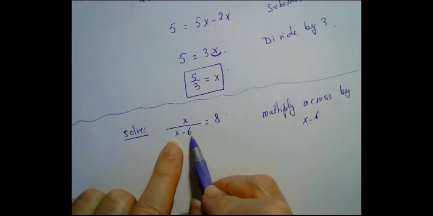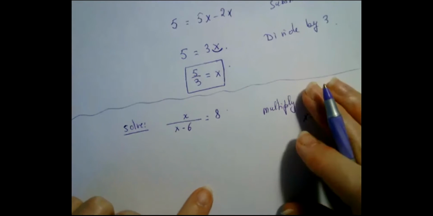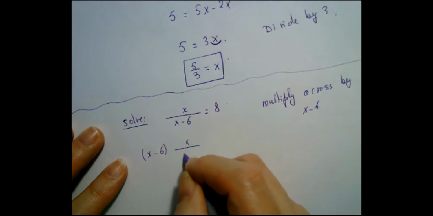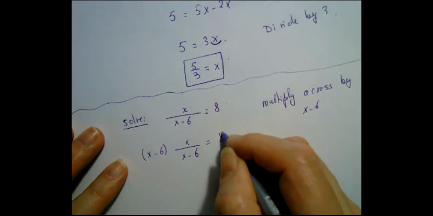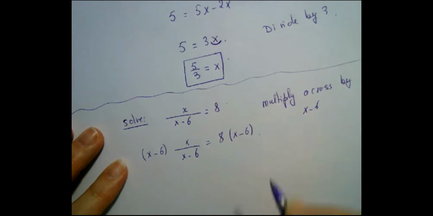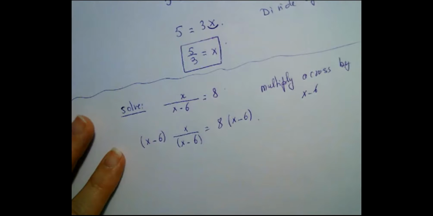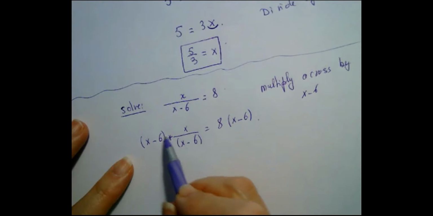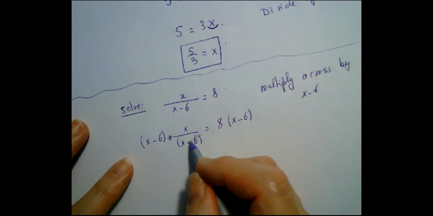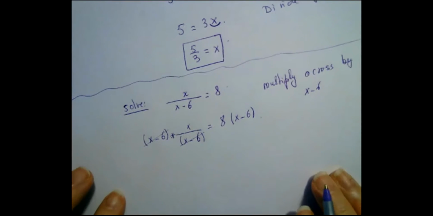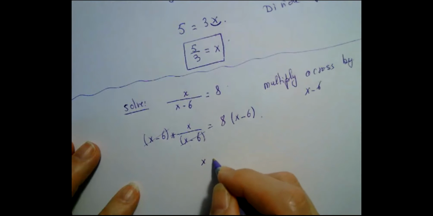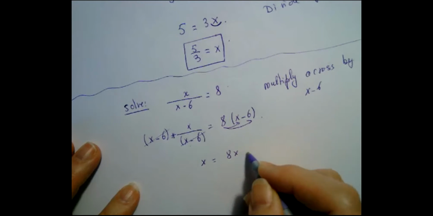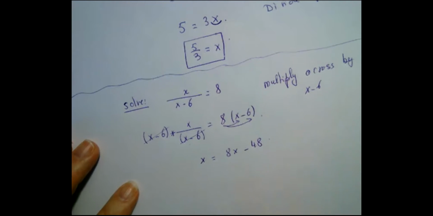The idea is I want to get rid of this x minus 6, which is really kind of problematic. So I multiply both sides by x minus 6. The benefit of this is that x minus 6 is a factor of the numerator and a factor of the denominator, so this can now be simplified. And then I get x equals 8 times x minus 6. I distribute, 8x minus 48.